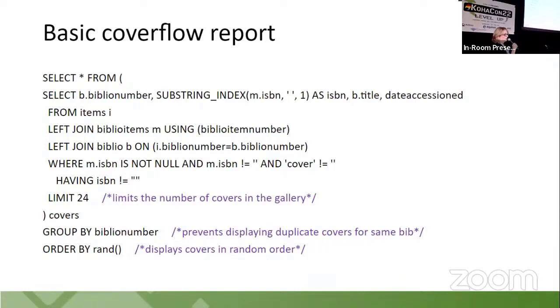That group by biblio number part, I found out that helped me prevent duplicates. So if I had 10 James Pattersons, it wasn't showing 10 James Pattersons in the display. It would just show the one. And then that bottom portion is sorting it. So right now we're doing it by random, but you can do it by date accessioned.